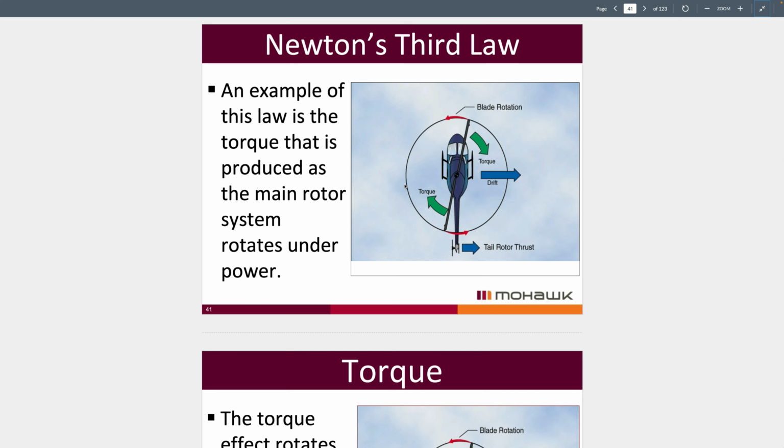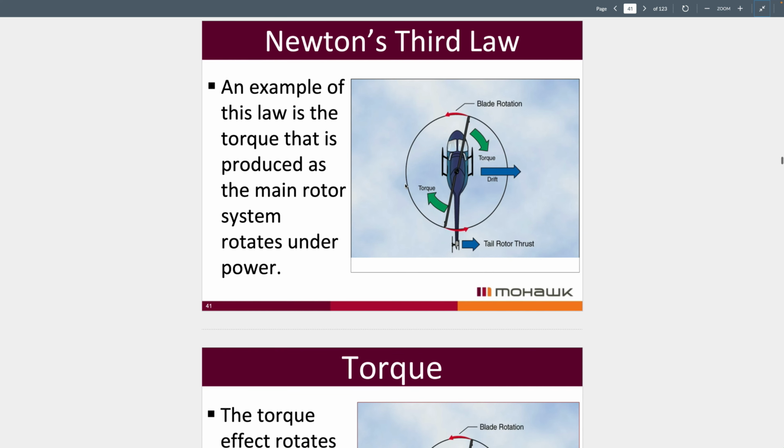Now, the interesting thing to discuss next is torque. We talk a lot about main rotor torque. Main rotor torque is torque that is generated because of Newton's third law. The main rotor system is rotating in one direction. For example, in the image we have here, the main rotor blades are rotating counterclockwise. So this will initiate a clockwise torque on the helicopter's cabin.